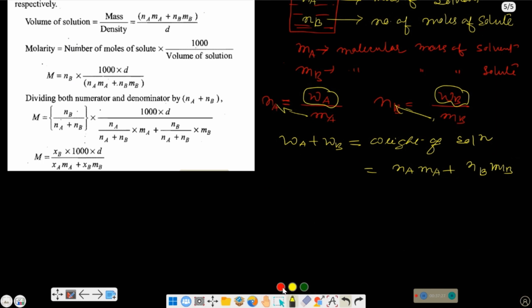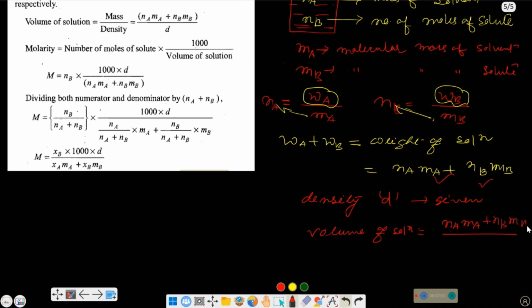Now if we are given the density of the solution, density D, then we can find out the volume of the solution, right? How? Because density is mass per unit volume, so volume will be mass per density. So what is the mass of the solution? NA MA plus NB MB, number of moles times molar mass, divided by D. So this we can find out.